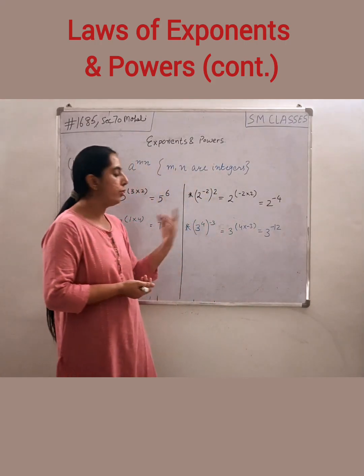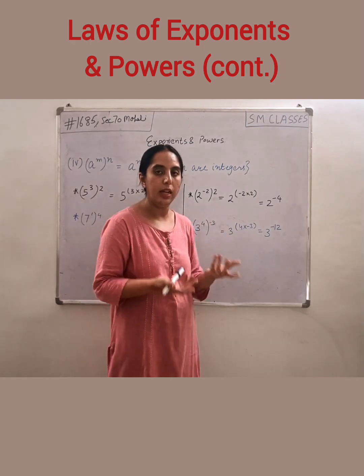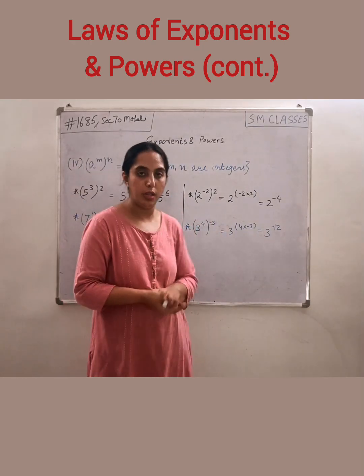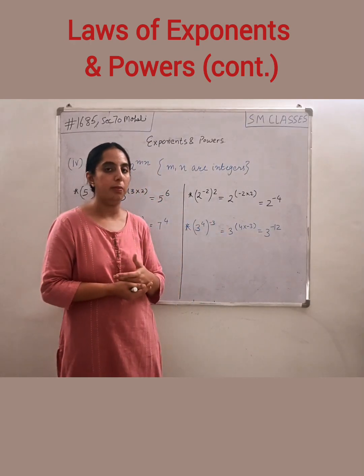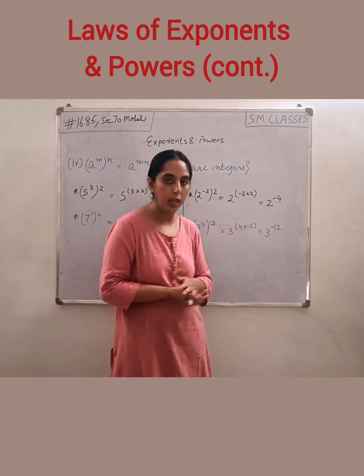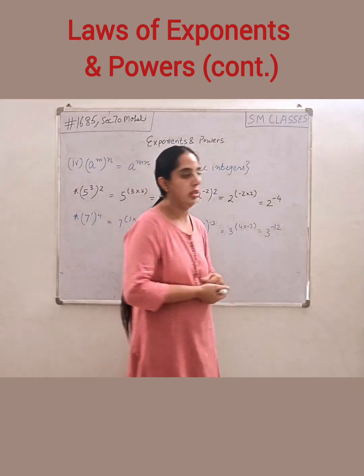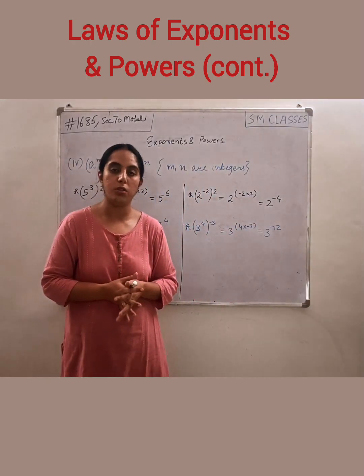Now (3^4)^-3. Again we keep the base as 3 and multiply the powers, that is 4 into minus 3 to get minus 12. So our answer is 3^-12.